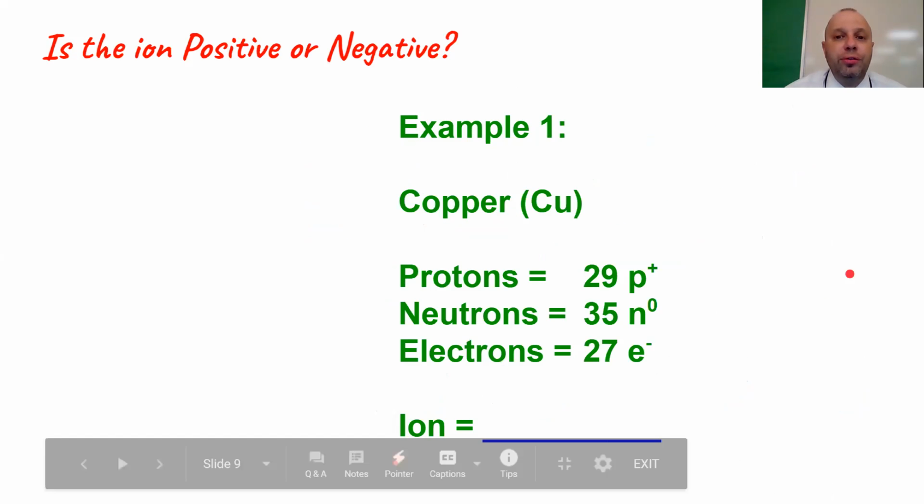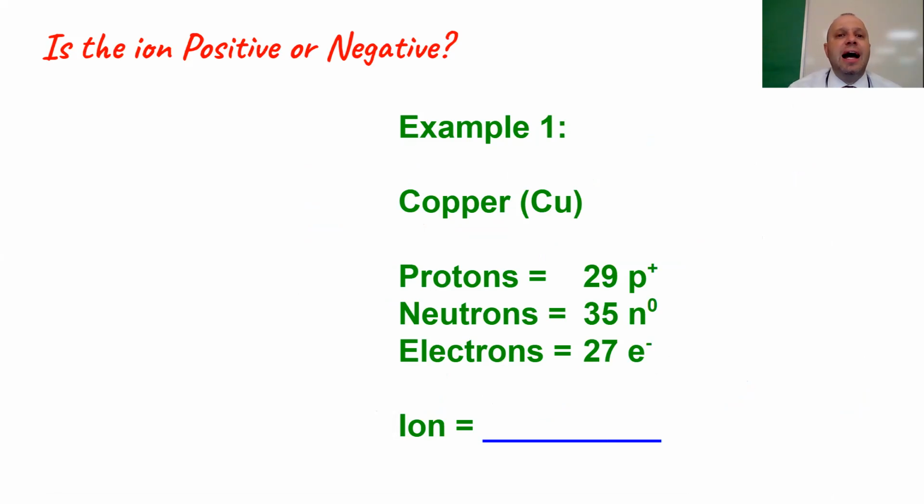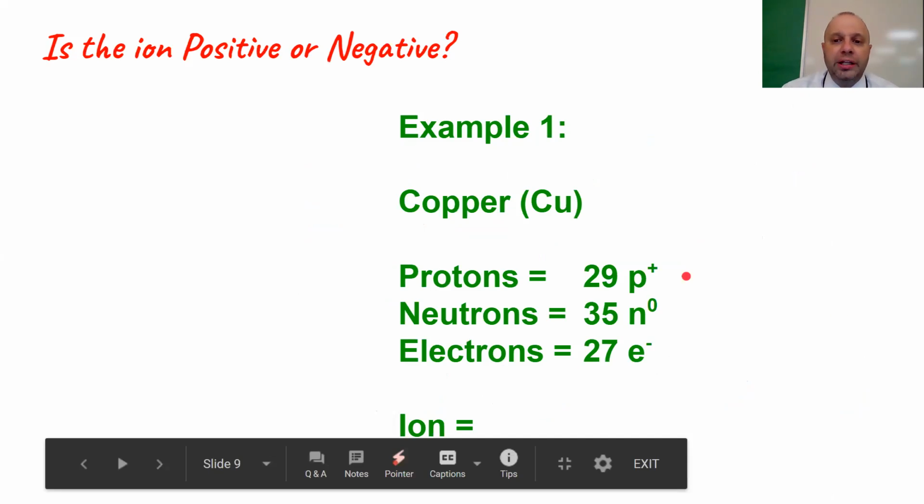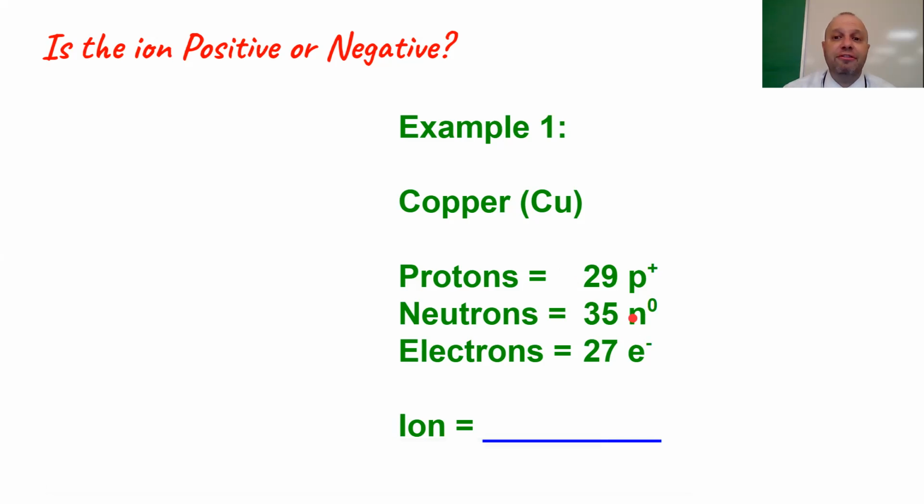So we're going to go through a few examples here. Is the ion positive or negative? And then we're going to try and figure out how positive or negative it is. So in this example, I have 29 protons, that's positive. I have 27 electrons. So we're looking at the top number here, protons, and the bottom number here, electrons. The number of neutrons does not affect the charge that an ion would have.